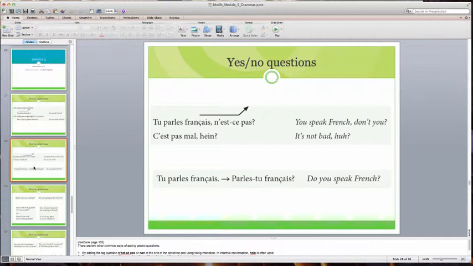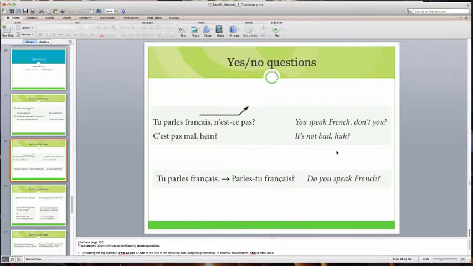The next way that we can ask a yes-no question is by putting one of a couple of different little phrases at the end. For example, n'est-ce pas? It's kind of the equivalent of don't you in English. To do this, we take a normal sentence, tu parles français, and then we add n'est-ce pas at the end, using intonation just like we do in English to ask the question. Tu parles français, n'est-ce pas? You speak French, don't you? It's exactly the same pattern.